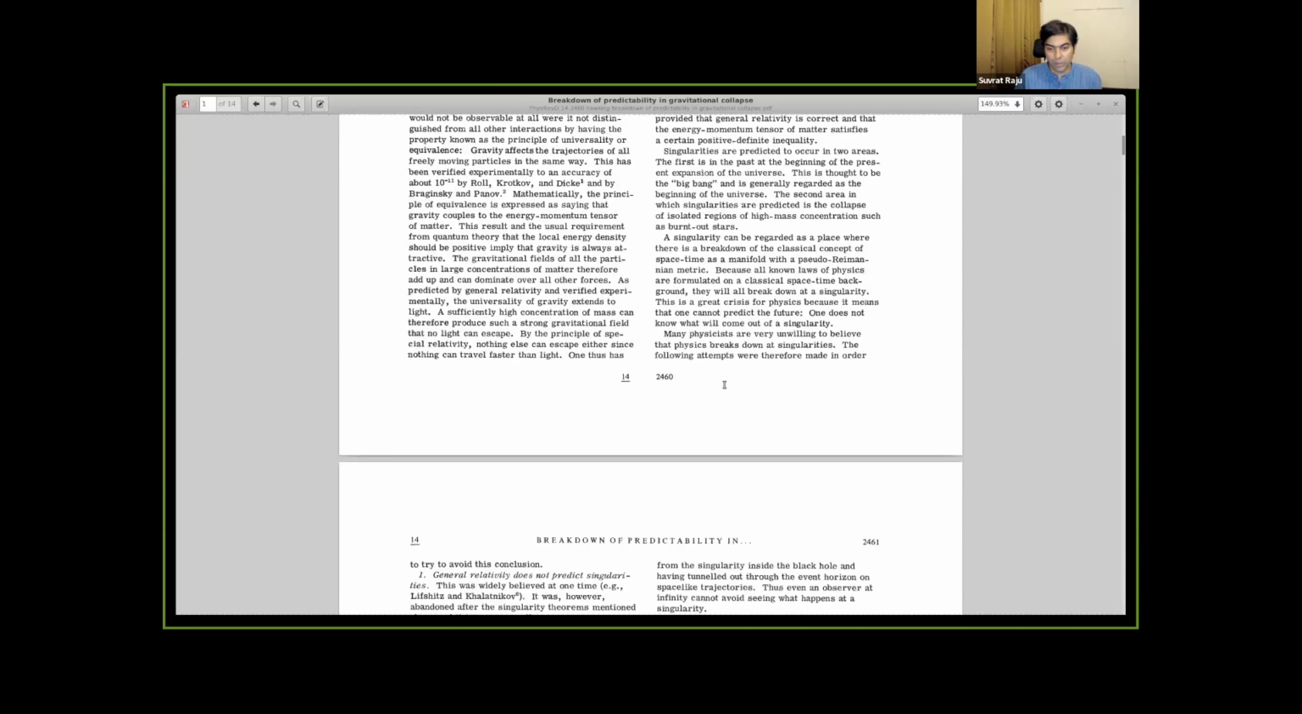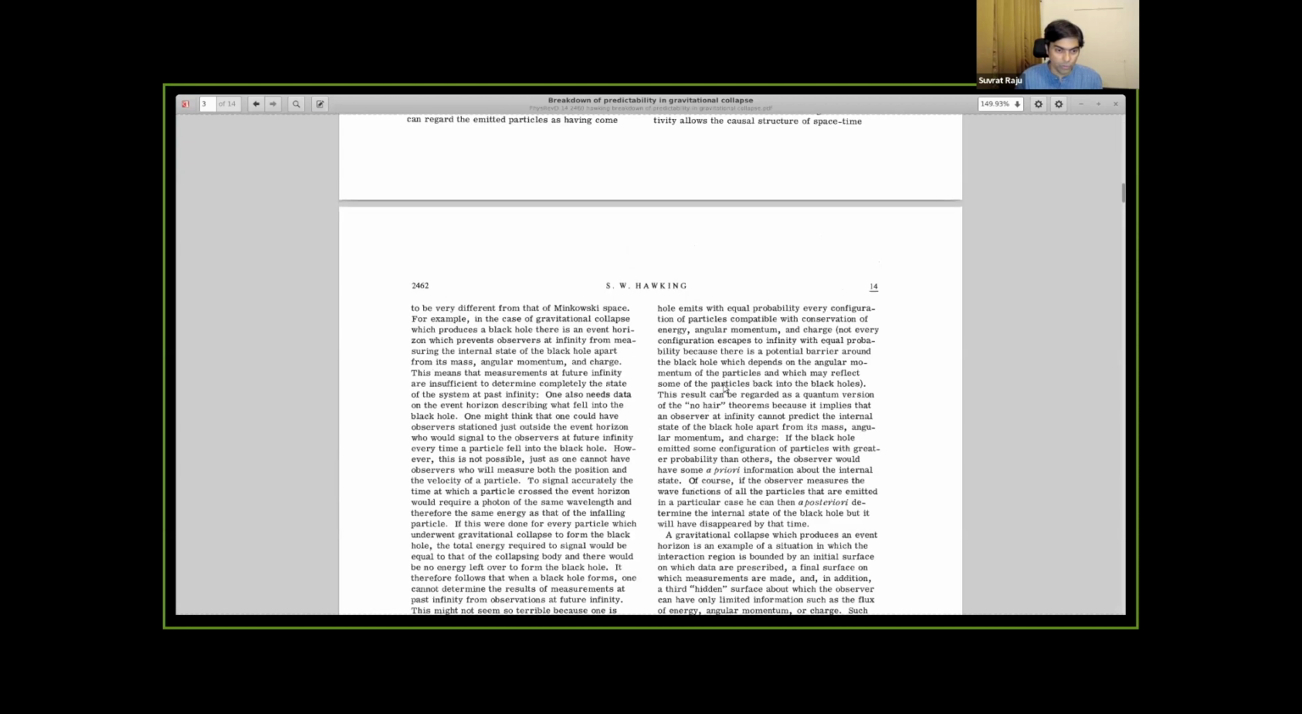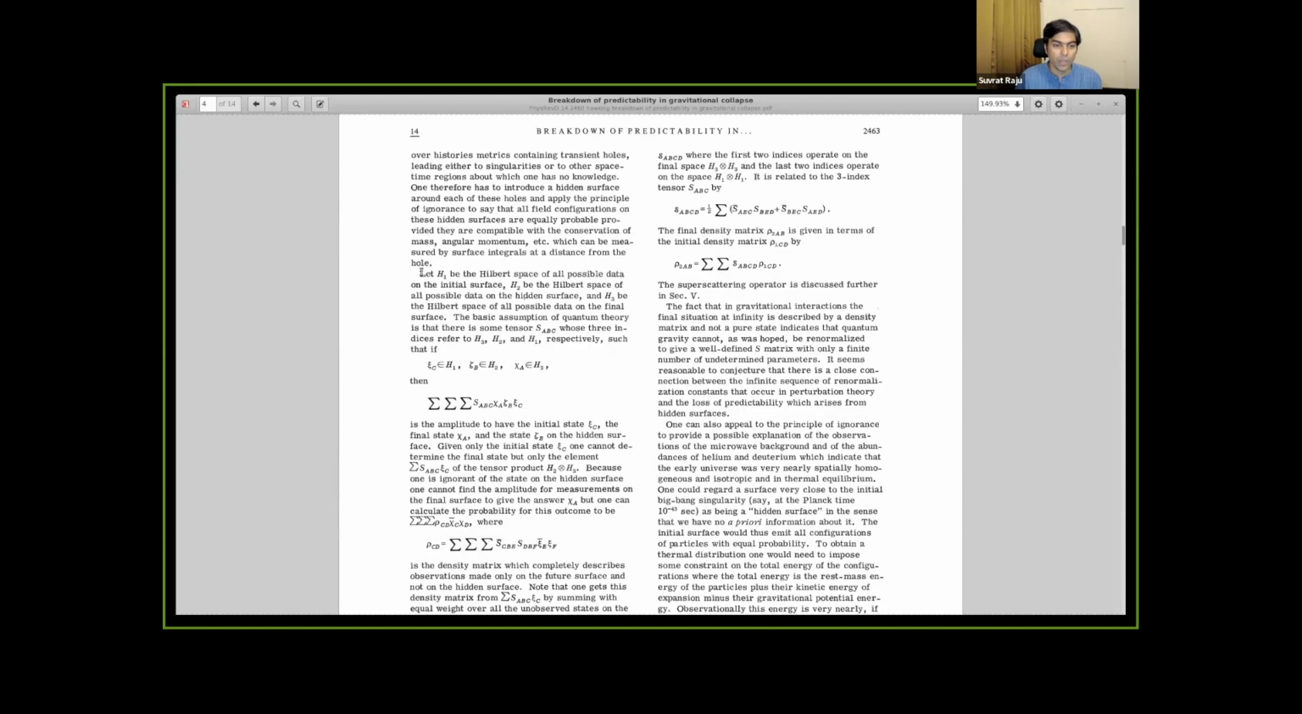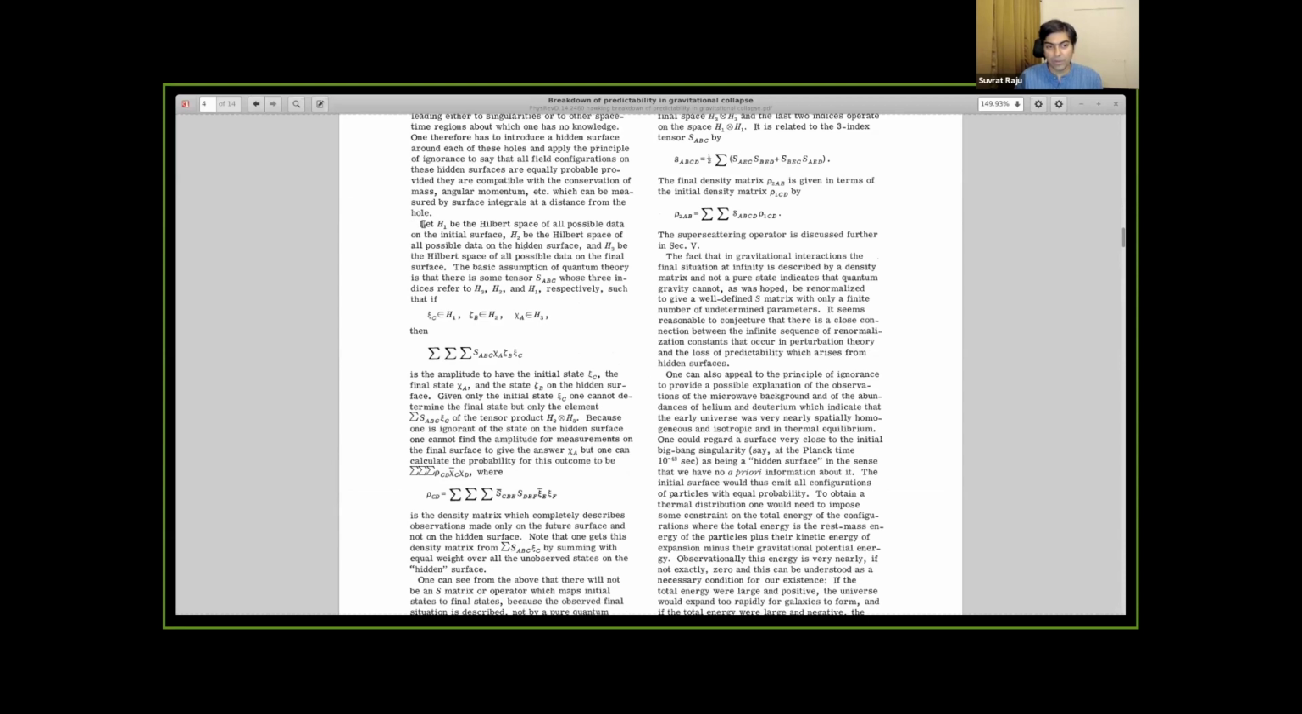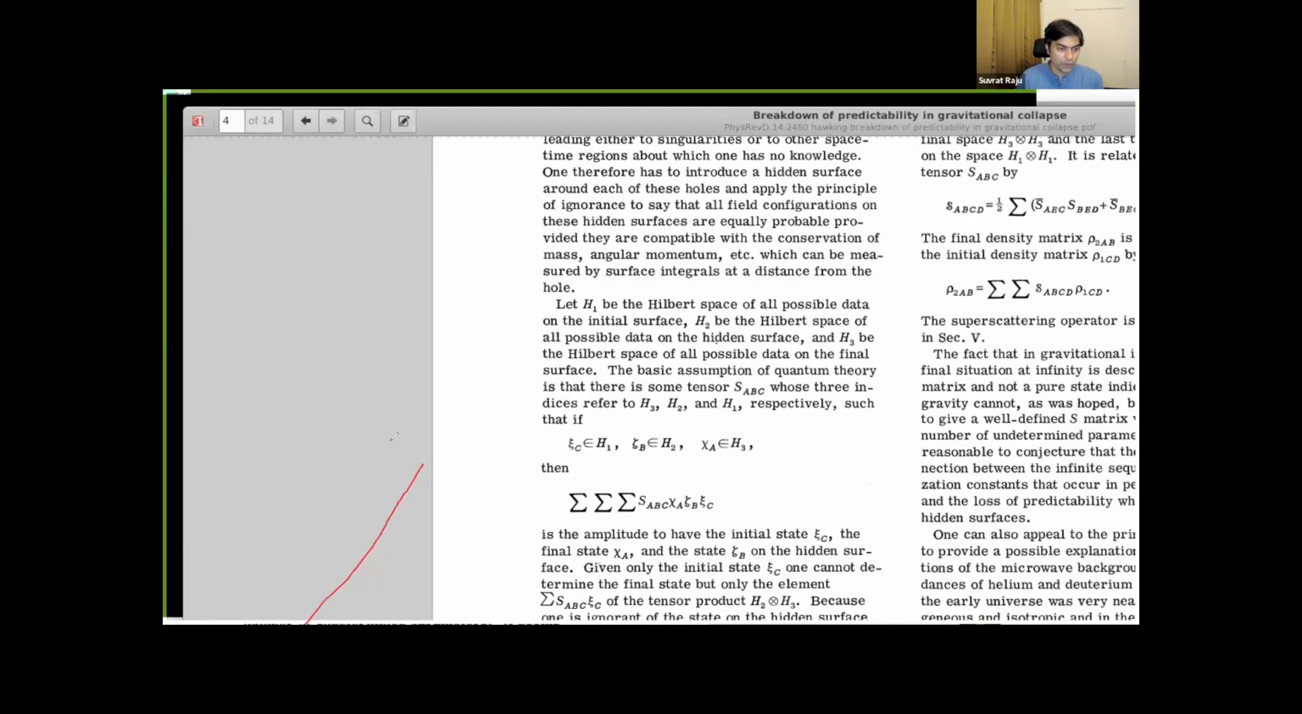So I'm now going to take you a little bit down in the paper. We won't go through the whole paper, and I'll show you where the key part is, okay? Here's the key part where he makes the argument that the state is mixed. He says, let H1 be the Hilbert space of all possible data on the initial surface. So, here's the picture you should keep in mind. I'll draw it on this side, okay? So this is the Penrose diagram, okay? This is the horizon, okay? And I'm trying to draw with my mouse, so it's not very good, sorry, let me erase this. Let me start again.